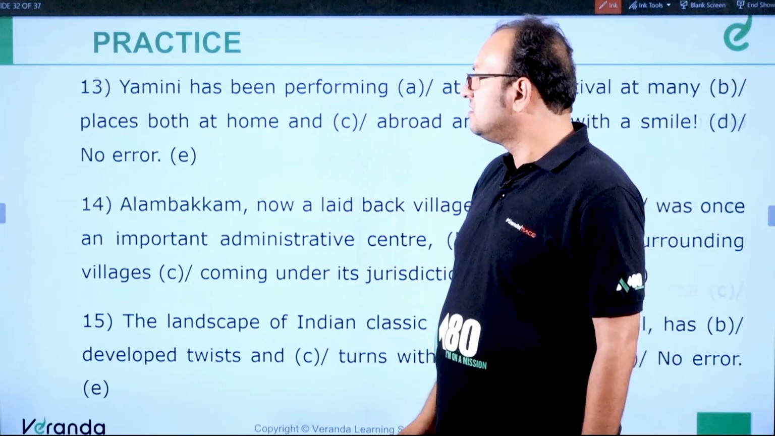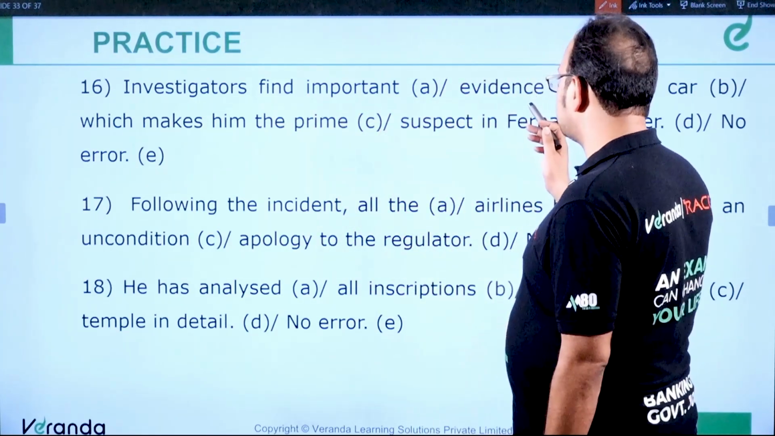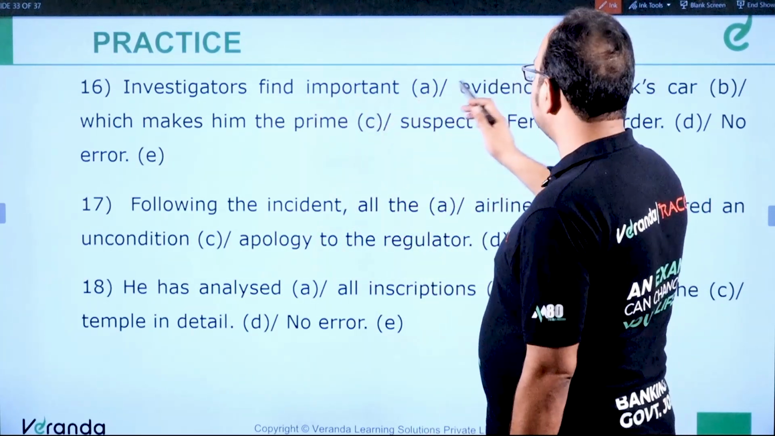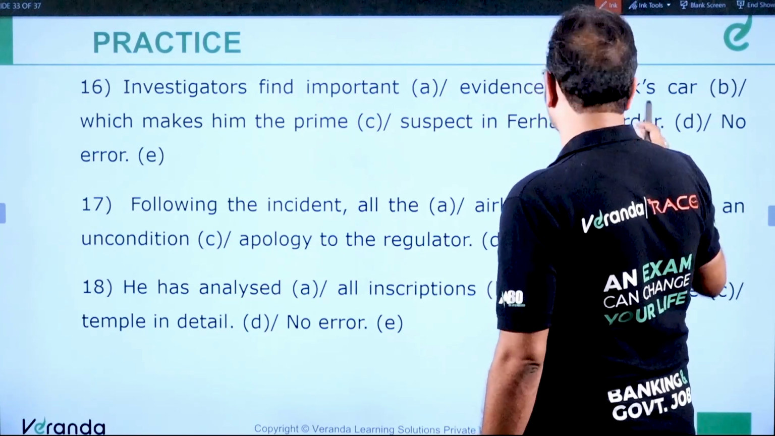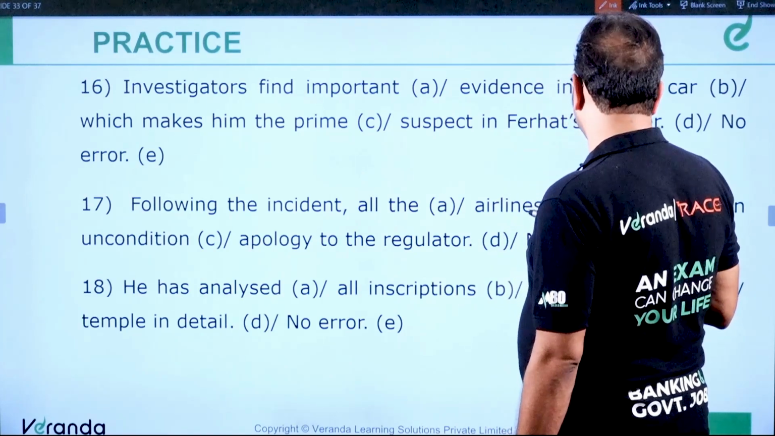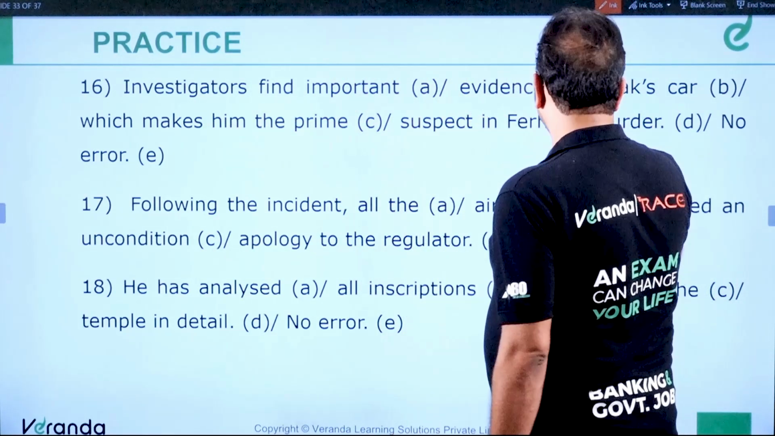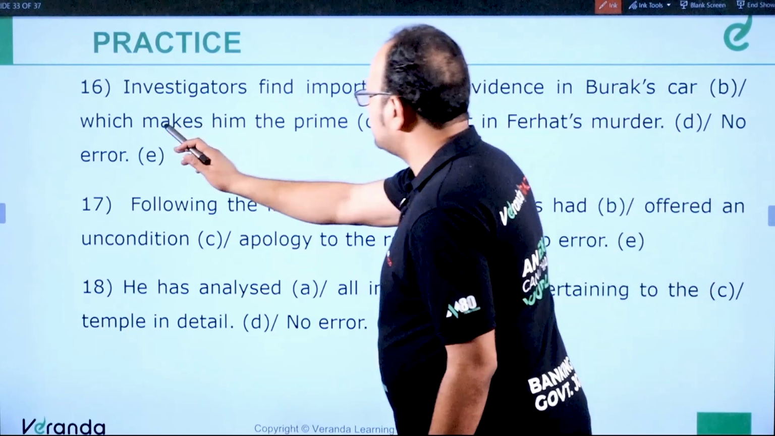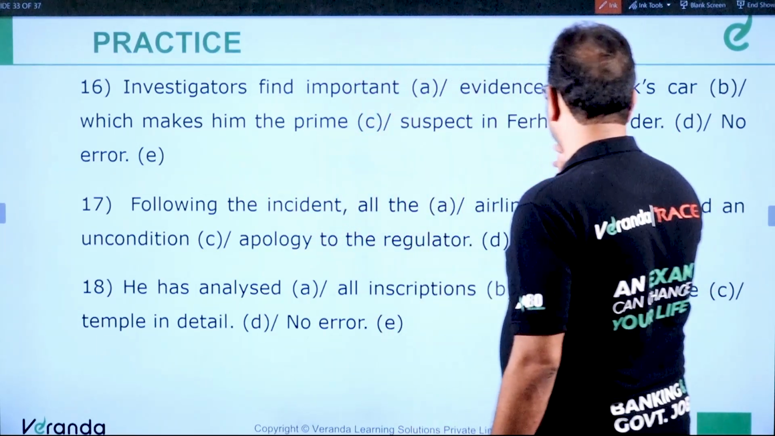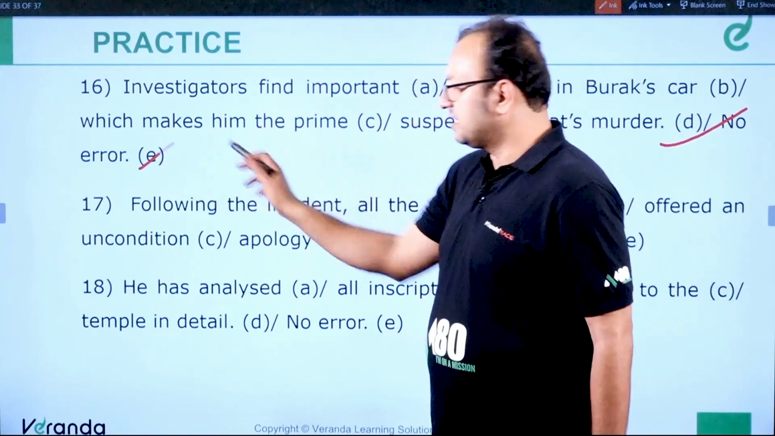Moving ahead. 16. Investigators find important evidence in Burak's car, which makes him the prime suspect in Farhat's murder. Investigators find important, no error, evidence in Burak's car, no error, which makes him the prime suspect in Farhat's murder. No error. E. No error.